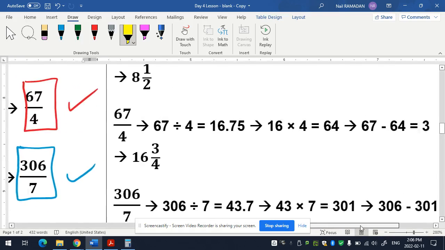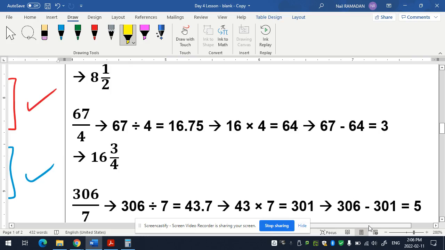Step number 1 says divide this guy by this guy. Everyone, eyes up here. 67 divided by 4 is 16.75. This is the number I take. This 16, not 6, not 1, 16. You take 16, and we said you multiply it by the denominator, which is 4. 16 times 4 is how much? 64.